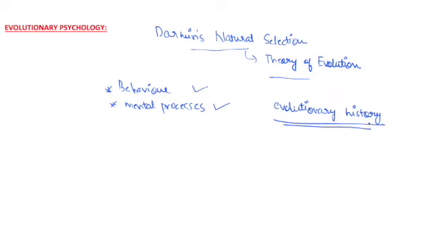For an example, let's take phobias. Now, what are phobias? They are simply our irrational fears. Now, research has shown that we are more likely to fear spiders and snakes than big animals, including lions. So, how would evolutionary psychology explain such behaviors in humans?